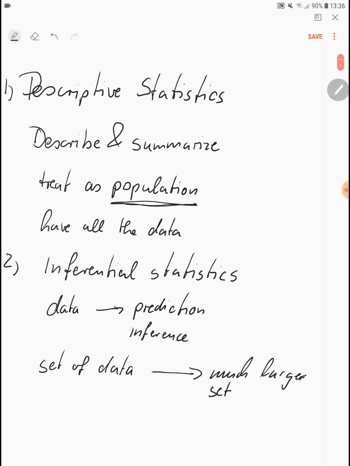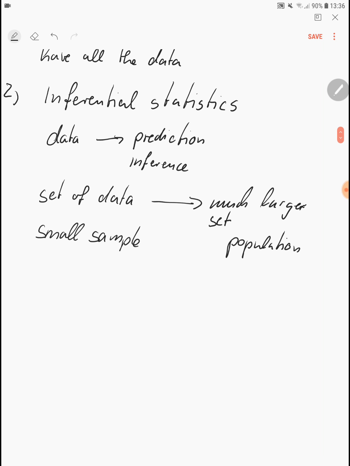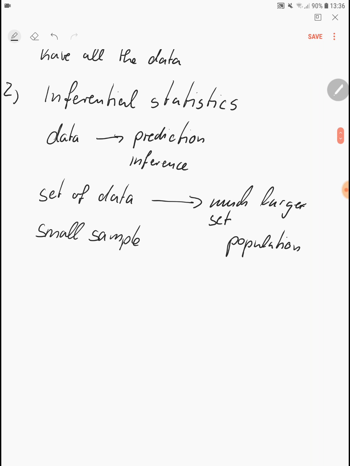So sometimes we just have a small sample here, a small sample, and we try to predict the characteristics, the properties or the parameters of a whole population. So usually when we are dealing with inferential statistics, we treat our data as a sample, and therefore we apply equations and formulas that are related to samples.